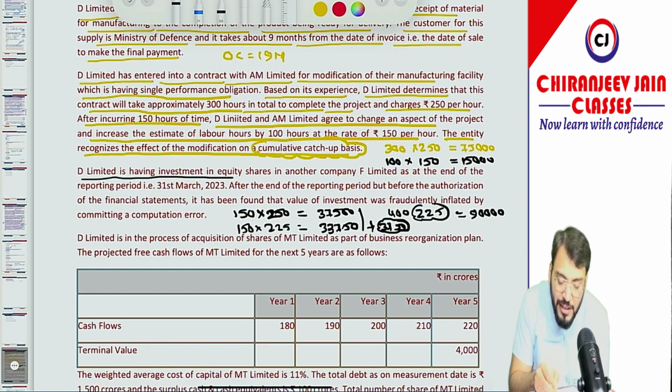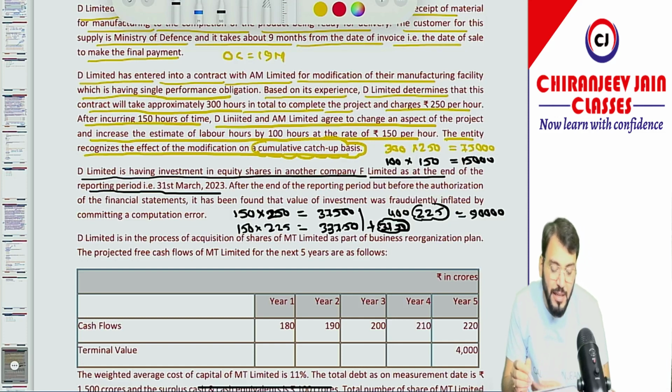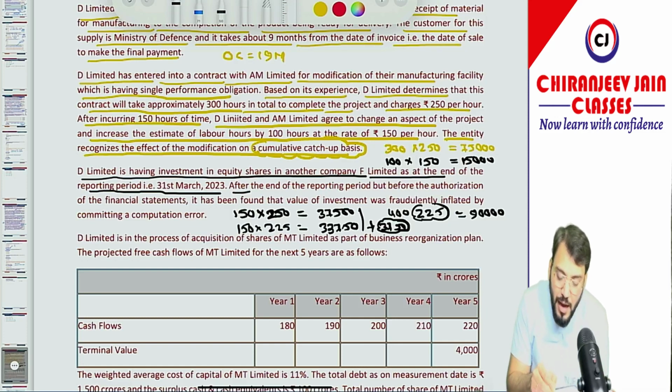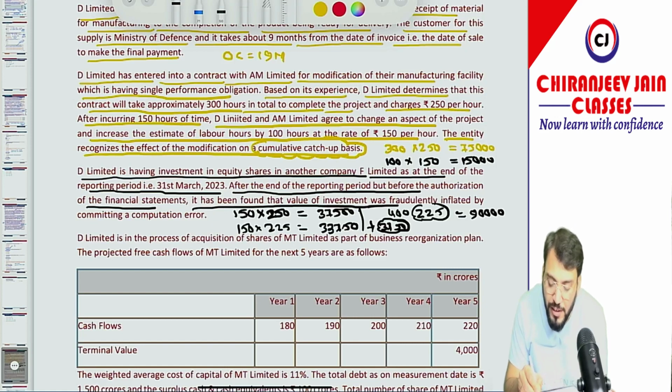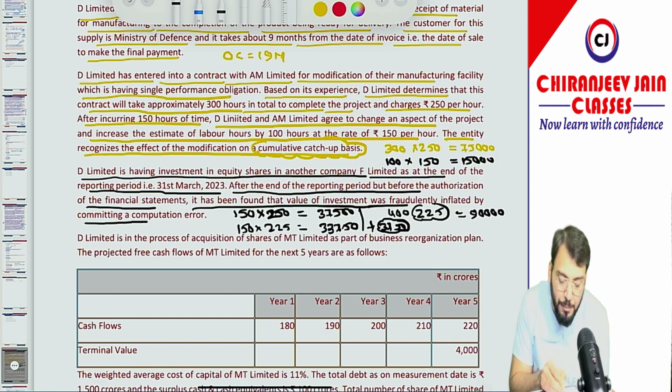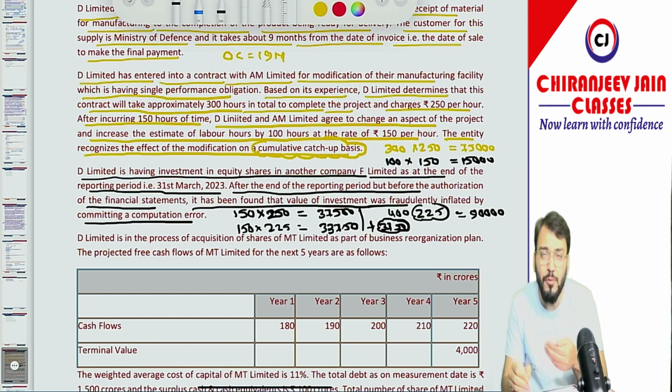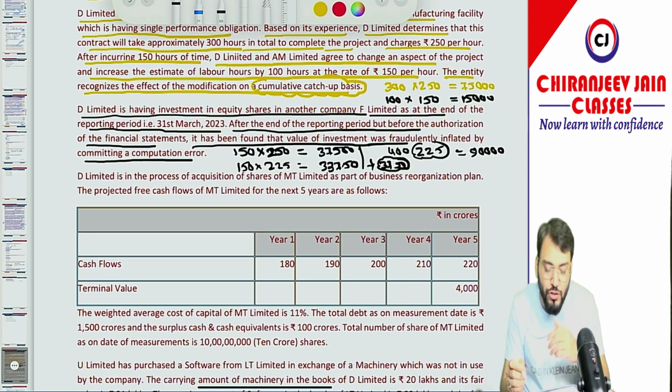D Limited is having an investment in equity shares in another company, F Limited, as at the end of the reporting period, that is 31st March 2003. After the end of the reporting period, but before authorization of the financial statements, it has been found that the value of the investment was fraudulently inflated, committing a computation error. So before approval of the financial statements, a mistake was identified in the value of investment. Of course, since it is identified before approval of the financial statements, this will be an adjusting event. Let's see what the question has been asked.